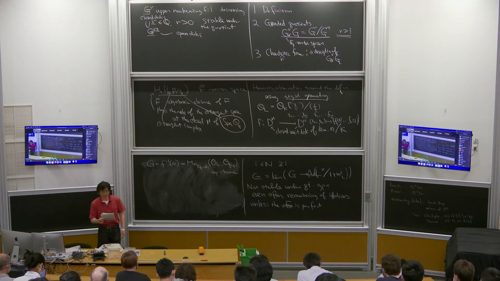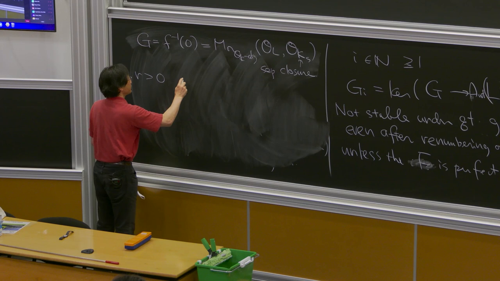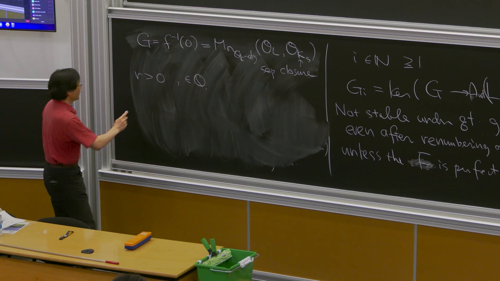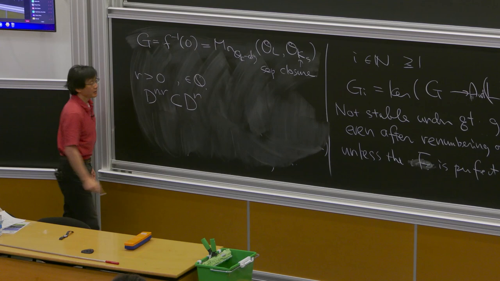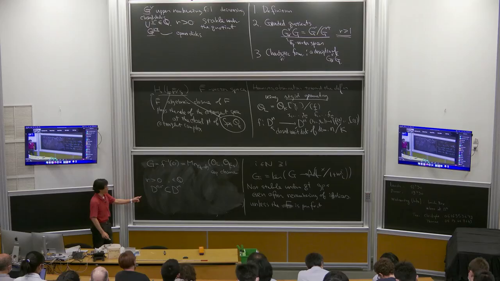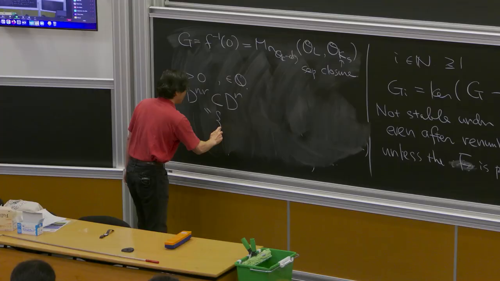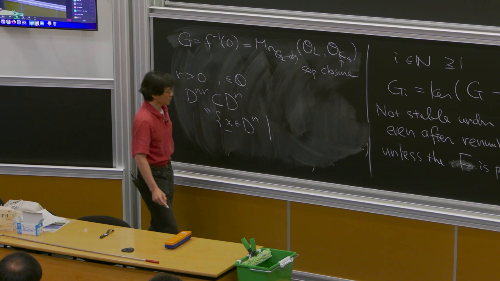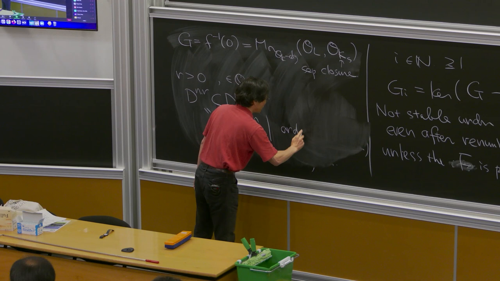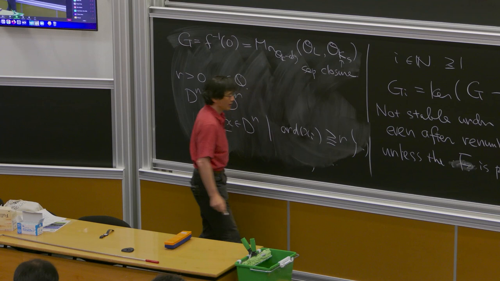Now we fix a positive rational number r. Then we can look at the smaller disk of radius r. So this is some closed subdisk, where the variation of coordinate is at most r. So we have this closed subdisk.